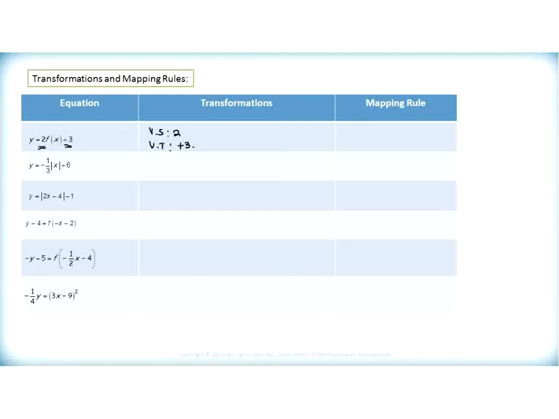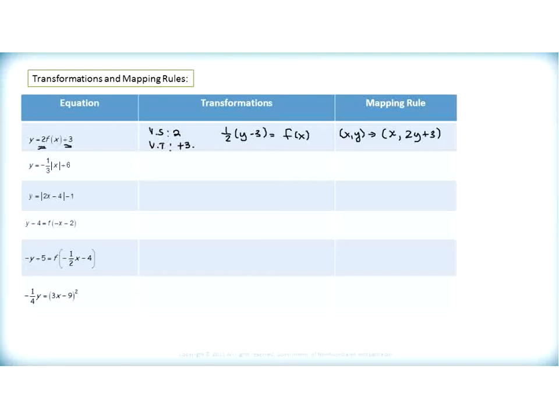You may see this equation written like this as well: 1/2 outside of y subtract 3 equals f of x. The mapping rule for the function becomes (x, y) maps to. There's no change in the x. We have a vertical stretch of 2, and we have a vertical translation of positive 3. There's the mapping rule for that function.